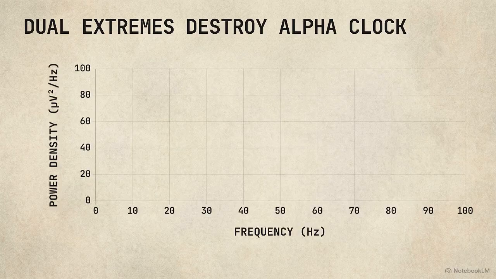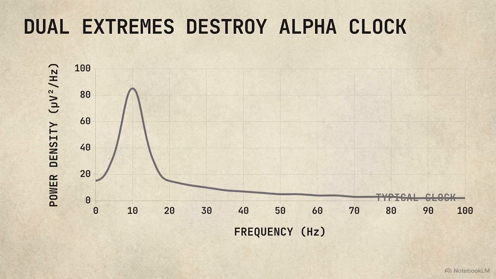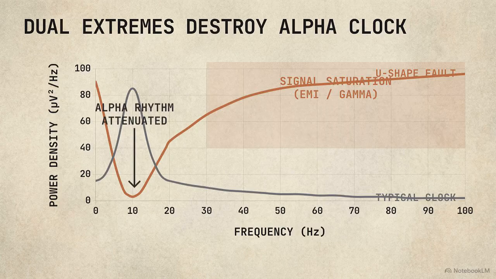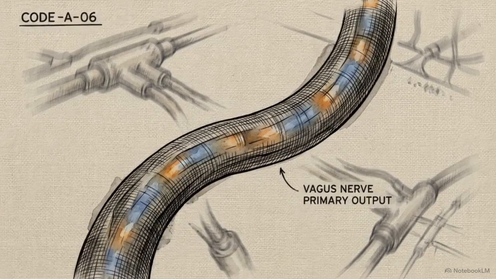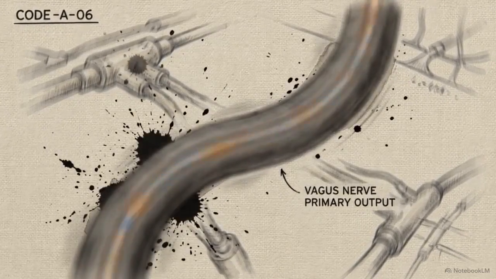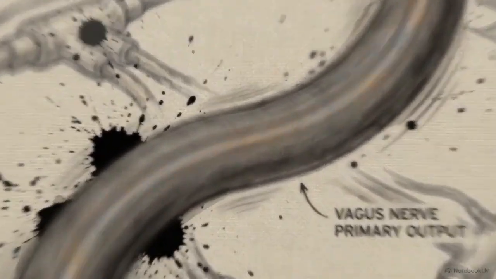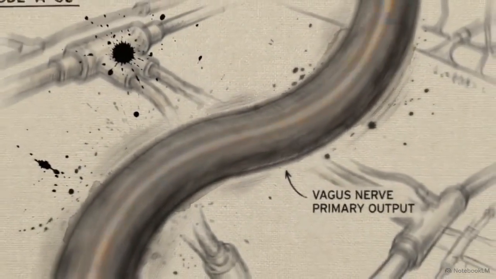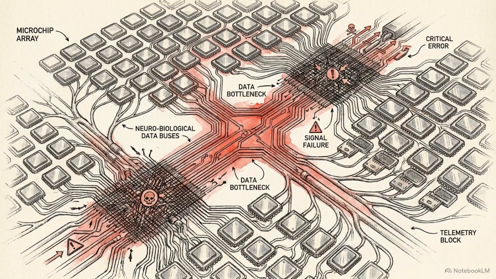This chart compares typical power spectral density against the U-shaped profile in autistic systems. High gamma power on the right proves signal saturation. Excessive delta waves on the left prove logic brownout. Between them, the alpha rhythm global clock is severely attenuated. When the global clock decouples, it destabilizes the vagus communication bus, the primary link between the body's metabolic state and the brain's processor. This creates vagus bus jitter, forcing the hardware into an asynchronous, high-latency state where complex operations stall.